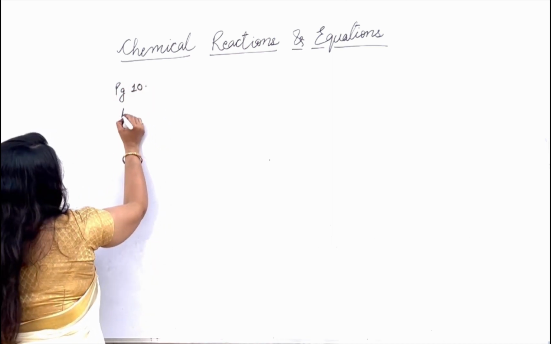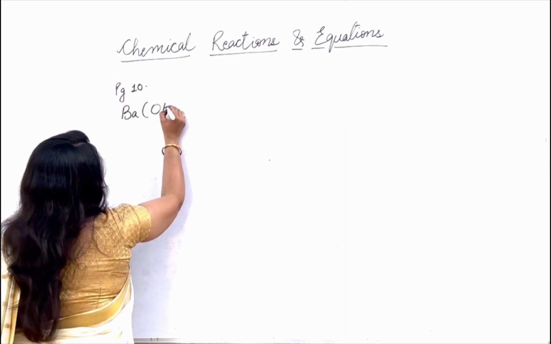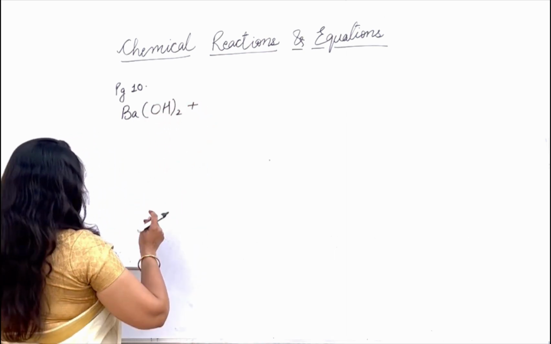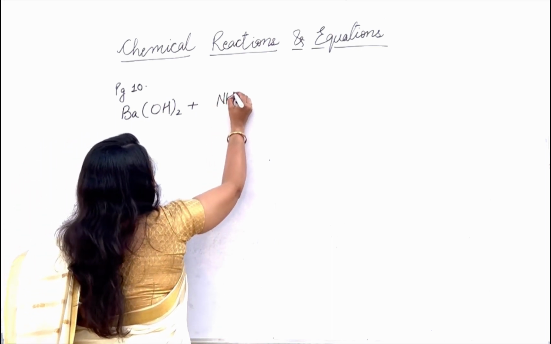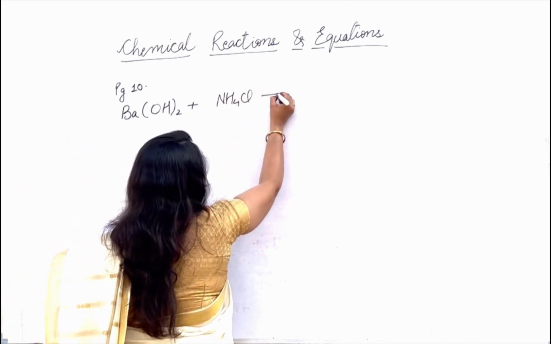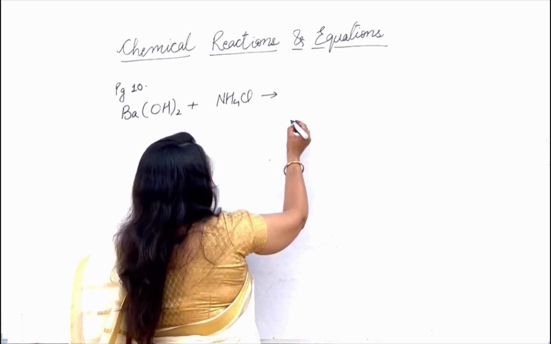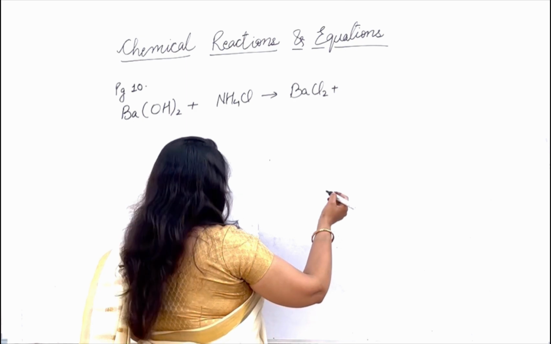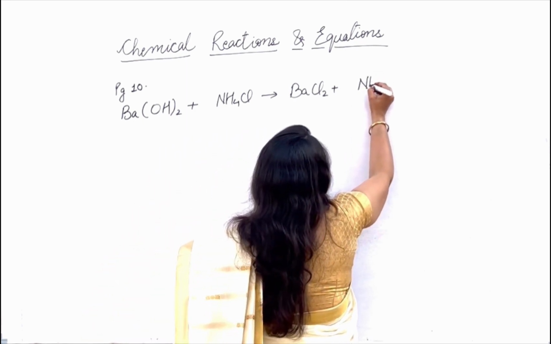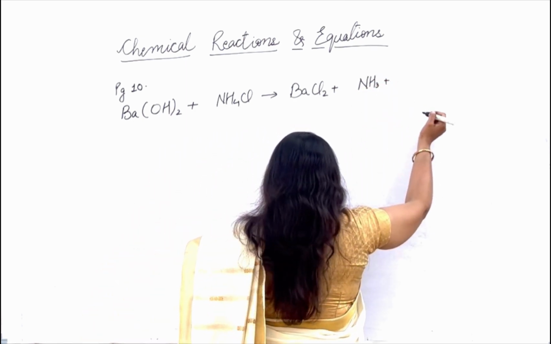Okay, so the question that's given on page number 10 is barium hydroxide reacts with ammonium chloride to form barium chloride, ammonia and water.